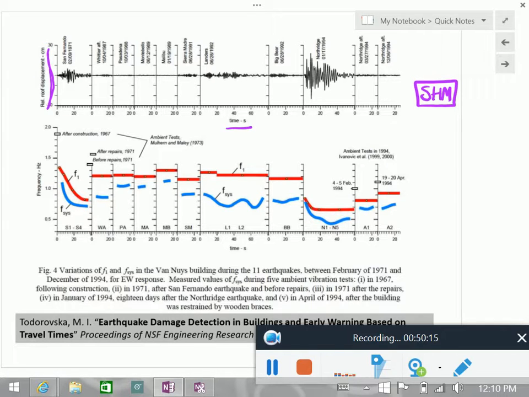Okay. So at the bottom, you are looking at frequency in hertz. The frequency Fcs refers to the resonance frequency of the building as it is. That means that the building and the soil surrounding its foundation, the whole thing.